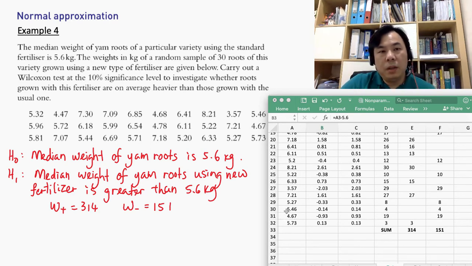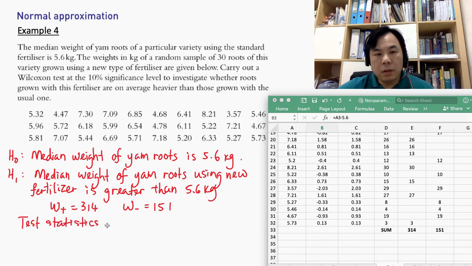Next, our test statistic. Don't forget the test statistic. The test statistic will be the smaller of the two W values, which will be 151.